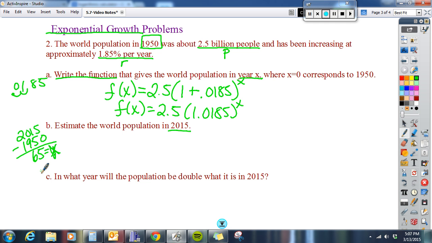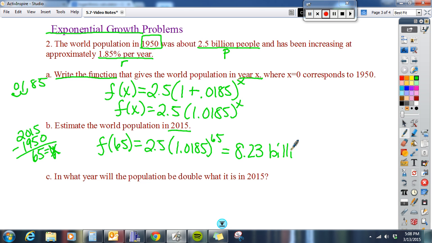And so I plugged that in, so I'm not going to actually show this, we'll just plug it in and give you the answer because we know this already. So you say 2.5 times 1.0185 to the 65th power. When you plug that into your calculator, you should get about 8.23. This one's in billions. So that's our population in 2015. All right. C is a new type.